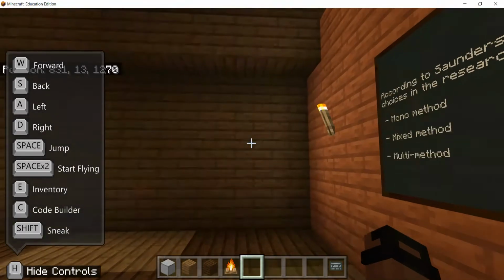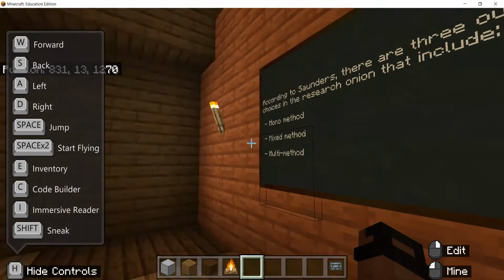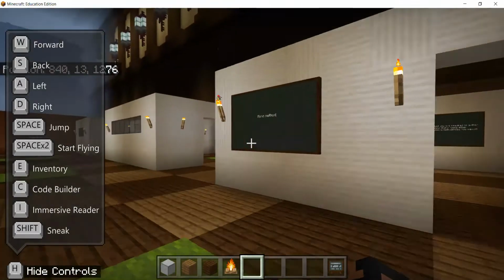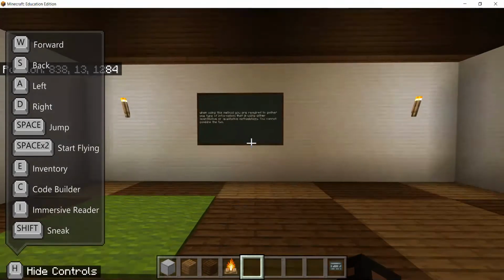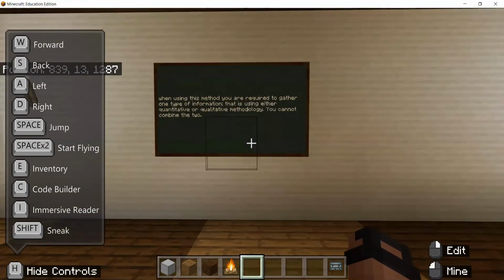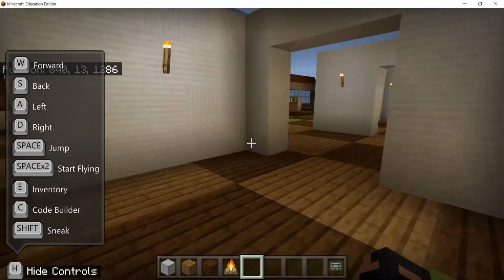And then we have a board here that states that there are three choices in the research onion that include the mono method, the mixed method, and the multi method. So we're gonna go to one of the rooms inside this room, which is called the mono method, which states that when using this method, you are required to gather one type of information, using either a quantitative or qualitative method, but you cannot combine the two.